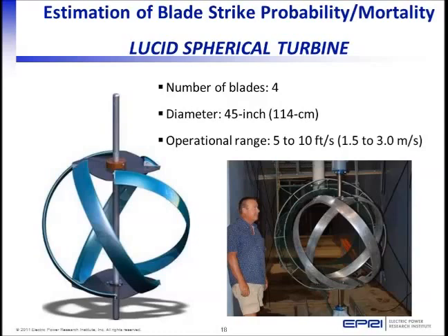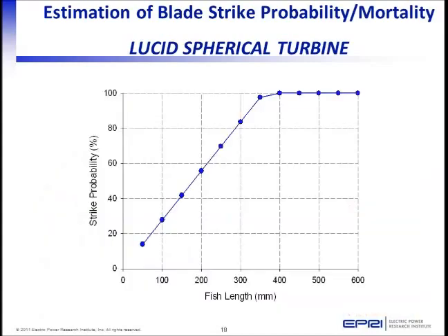This is a shot showing the Lucid spherical turbine, a drawing on the left, and the actual turbine deployed in the Alden flume on the right. And it's a cross-flow spherical turbine, and has 4 blades, a little over a meter in diameter, and operates between 5 and 10 feet per second current. Next slide.